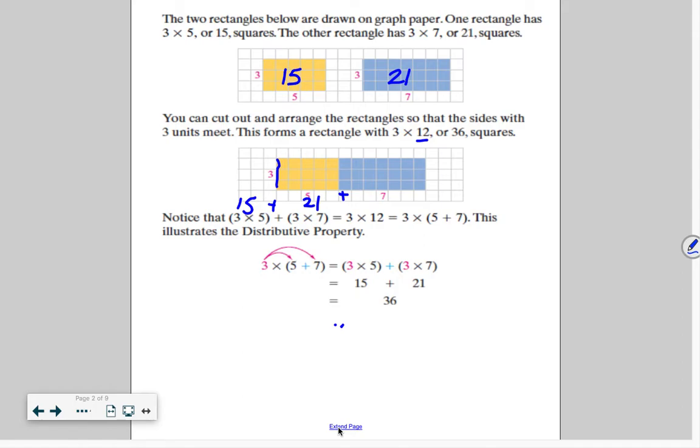So look down here in this example. Do you see in the example of 3 times (5 plus 7), we were taking the width of 3 and multiplying it times this addition question of 5 plus 7? They're saying that you can distribute the 3 to the 5 and distribute the 3 to the 7 and add those 2 products together and you're going to get the same answer. Okay?